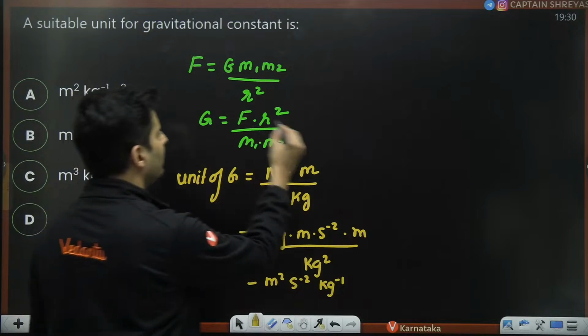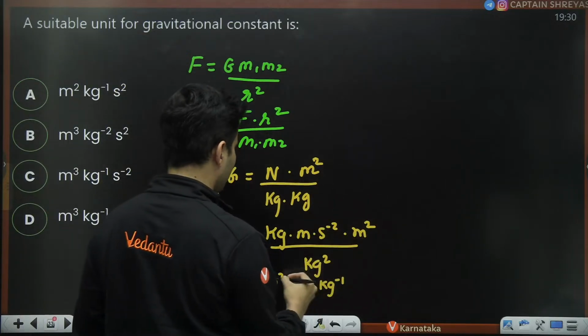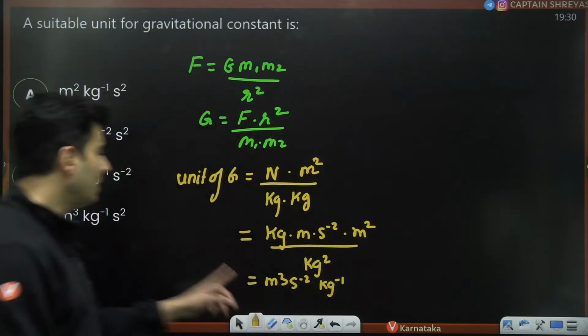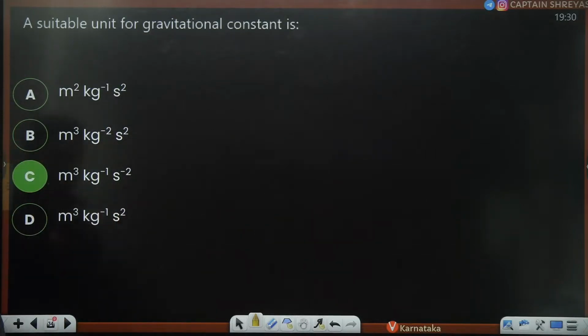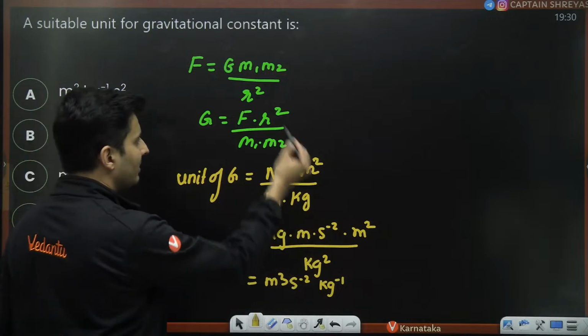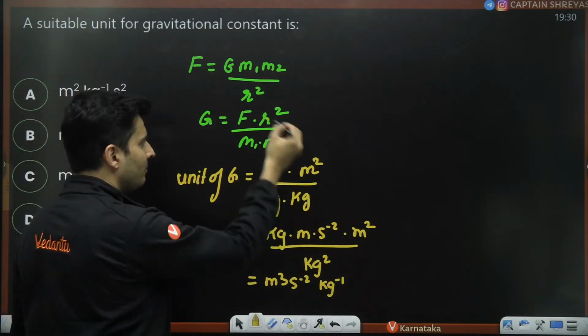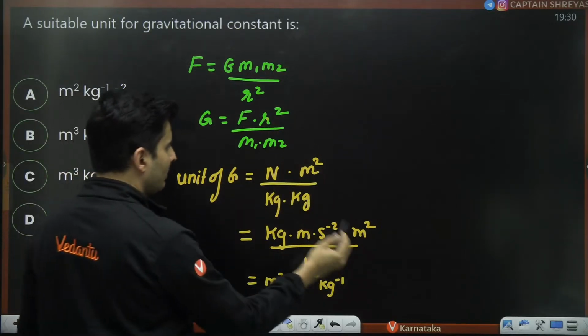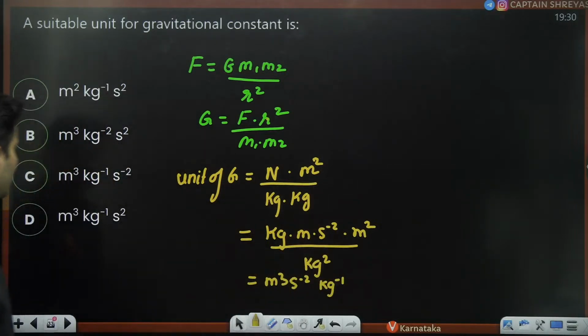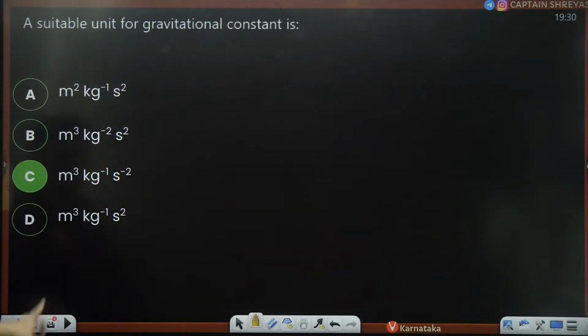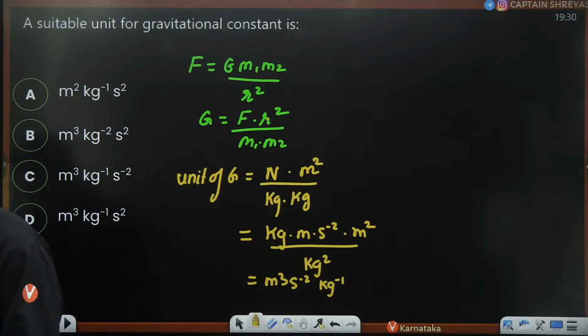Sorry, I forgot that meter square over here. This was meter square, and this will be meter cube, my bad. So meter cube s raised to minus 2, kg raised to minus 1. C option. This was meter square because this was r square. R is m, so r square will be m square. So m square into this m will become m cube. Perfect. So meter cube kg raised to minus 1, s raised to minus 2. C option is the most appropriate option.